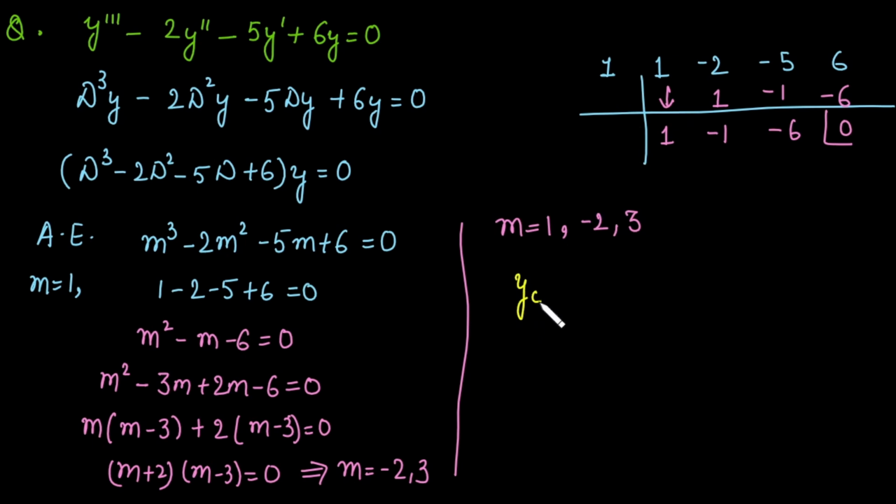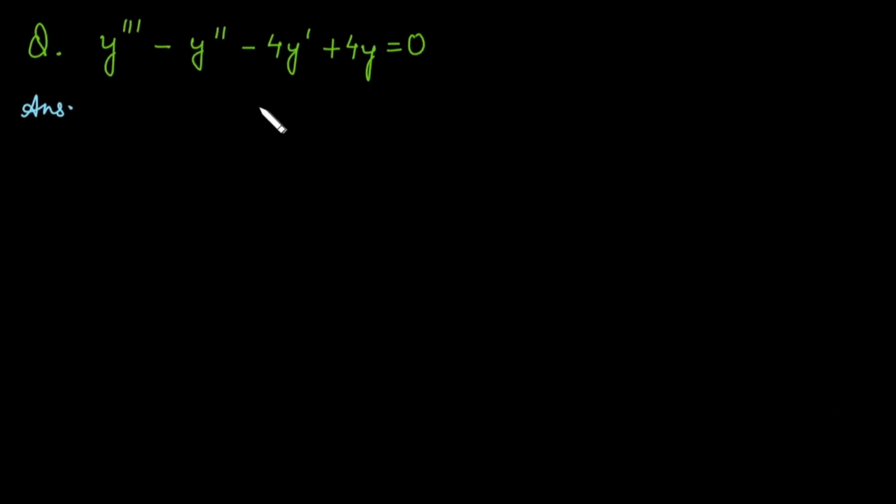So finally the answer is y(x) = c₁ e^(first root · x) + c₂ e^(second root · x) + c₃ e^(third root · x). Let's answer the next question.